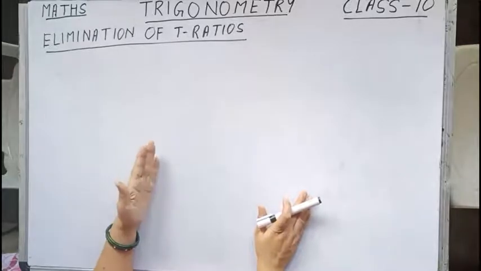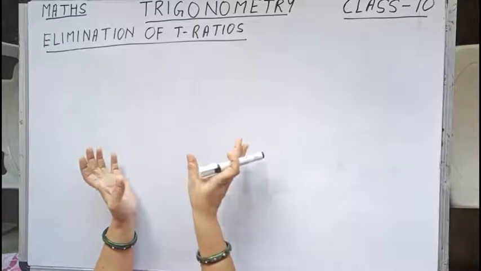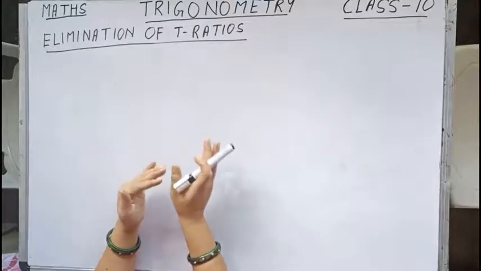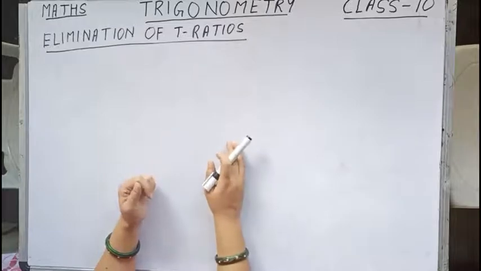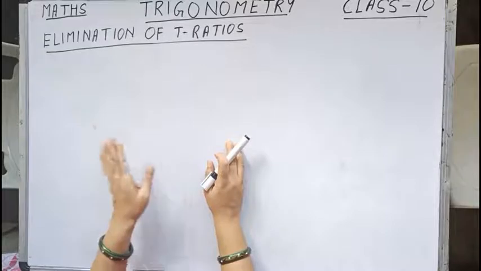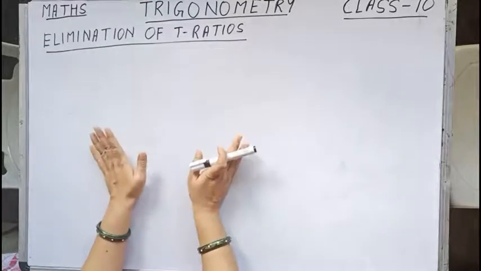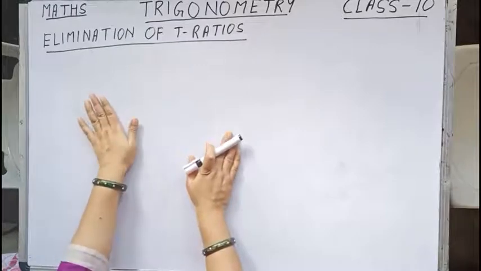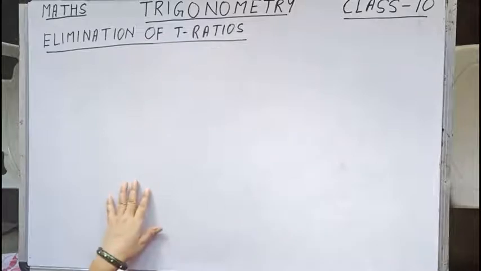But sometimes questions based on elimination of t ratios come in the examination. So this topic, elimination of t ratios, can be clubbed with the topic of identities of trigonometry. So we cannot say that this is not in the syllabus as well. Sometimes the question comes from this topic, that is the elimination of t ratios. I'll be explaining it.